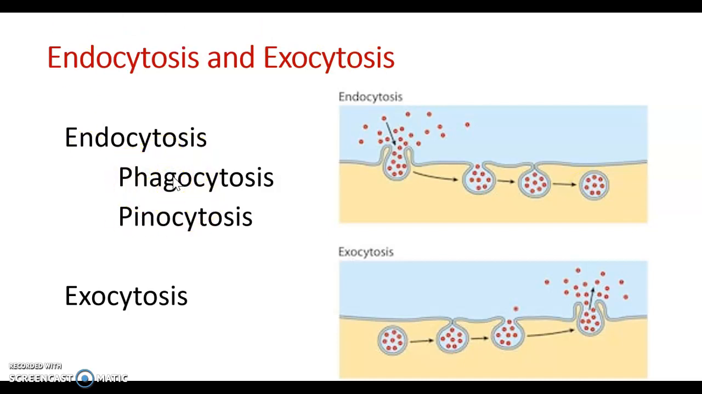Phagocytosis literally means cell eating. Phago means to eat, cytosis refers to the cell. So it refers to a cell bringing in another organism like a bacteria. Pinocytosis means cell drinking. This form of endocytosis is bringing in a liquid or substances dissolved into a liquid.